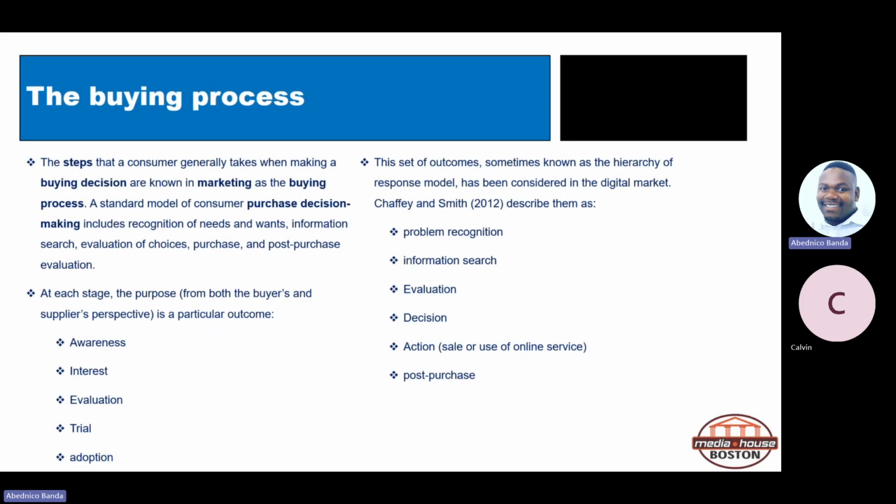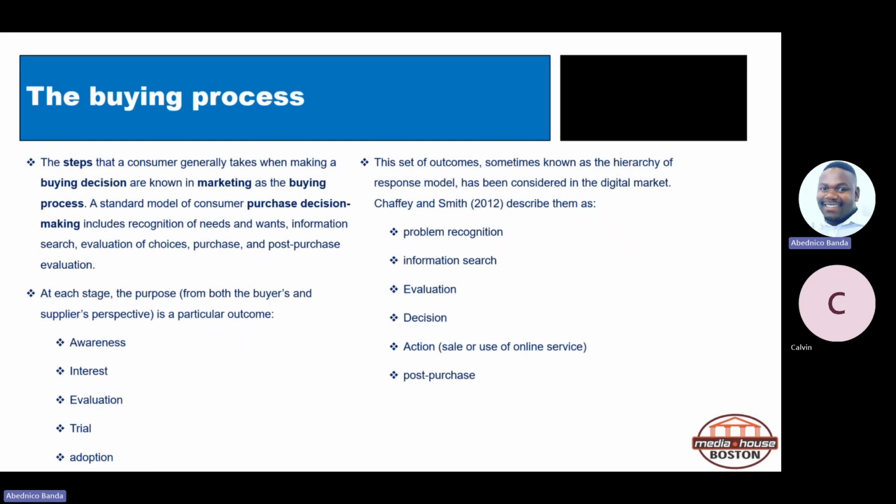So this set of outcomes, sometimes known as the hierarchy of response model, has been considered in digital marketing by Chaffey and Smith, the guys that you are using as our essential textbook. They see it in those steps: problem recognition, information search, evaluation, decision, action, and then post-purchase. Why does this matter from a digital marketing point of view?